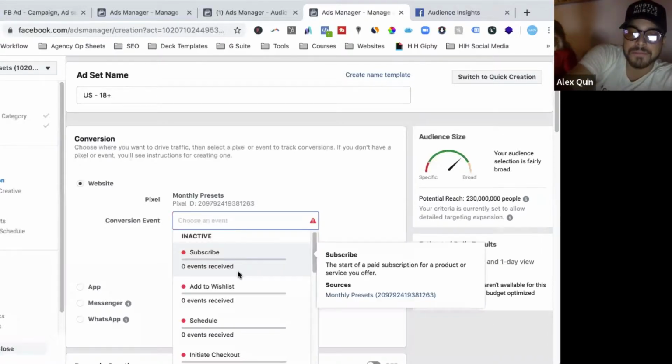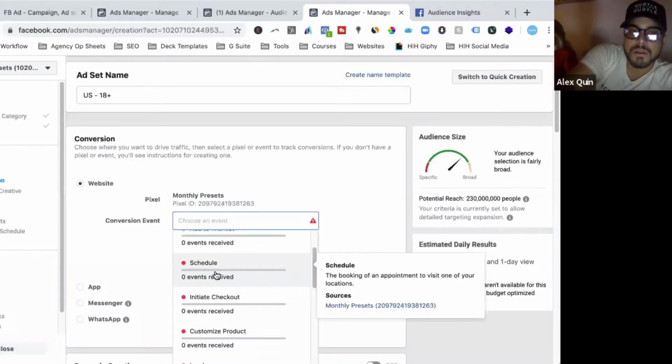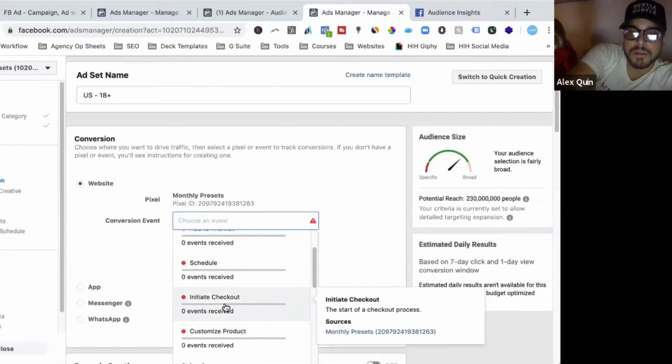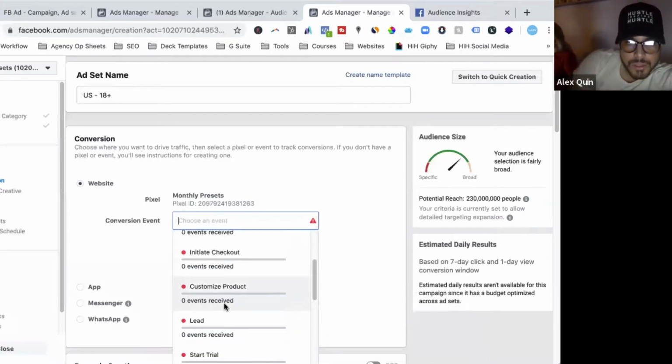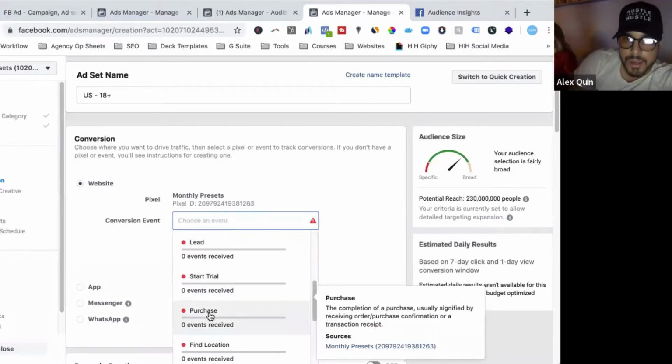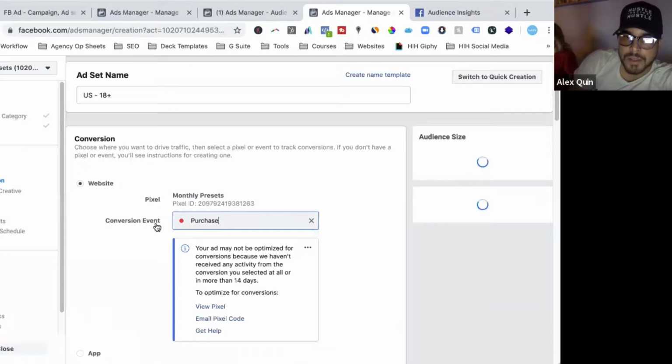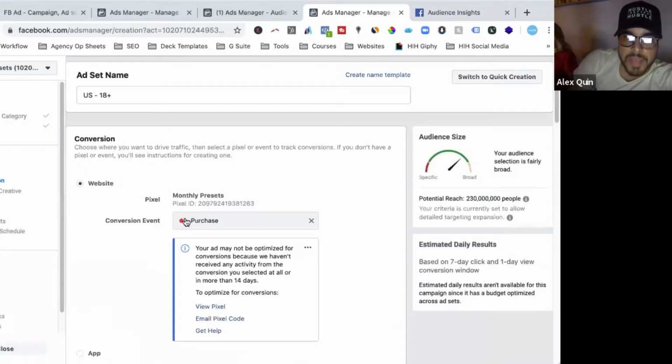At this point, we're going to choose, where's conversion? Purchase, okay? So the last step would be purchase. Sorry, guys, this account isn't active, so it's going to be red, but it's going to be green for you guys when you do it. So it's going to be active, purchase campaign, right?